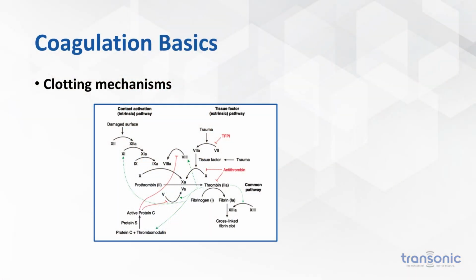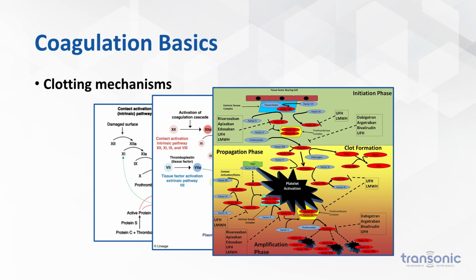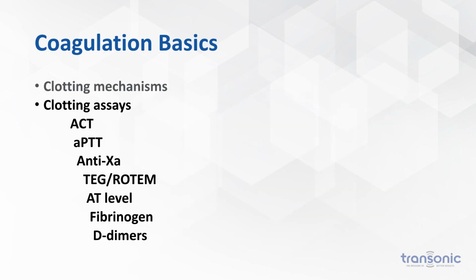When we first begin with school, we learn about the clotting cascade: intrinsic, extrinsic, common pathways, everything about the clotting cascade. On top of that, we get the effects of anticoagulants and how they affect the cascade at different points. Then we learn about the propagation phases, the initiation phase, all the phases of clotting.